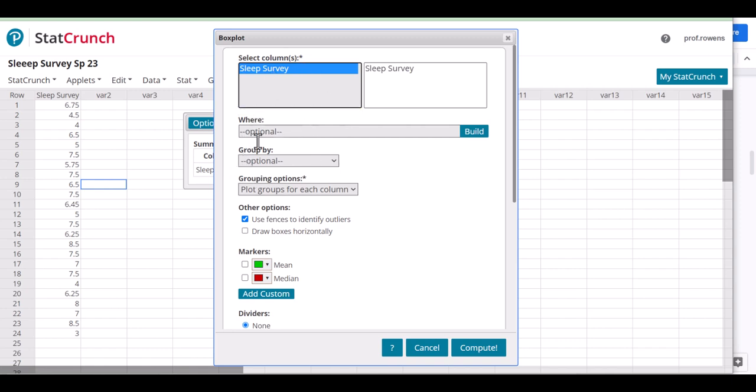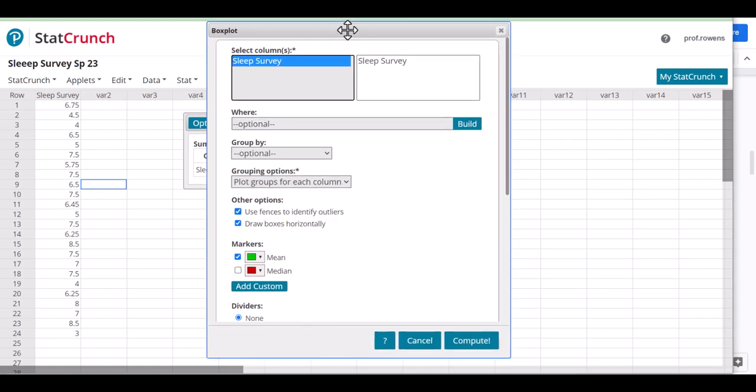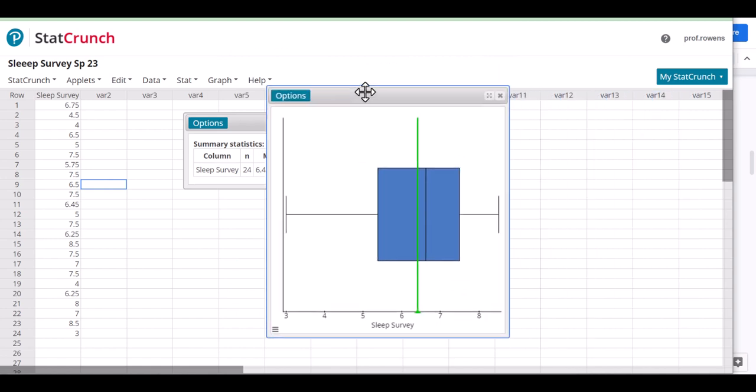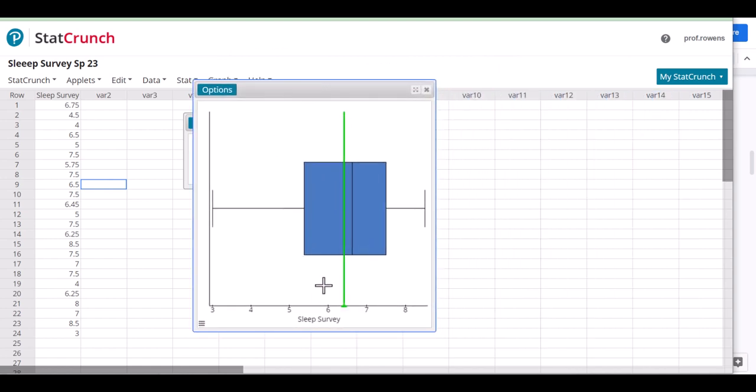With box plots, it's really important to draw the boxes horizontally, right? We want the horizontal axis to be the hours slept. If you don't do that, then things are going to be on the y-axis, which is not what we want. I'm going to mark the mean to help me gauge whether it's skewed right, skewed left, or normally distributed. So let's compute. Here is our box plot, and it does not appear that we have outliers. How can we tell outliers in a box plot? Usually they show up as dots beyond the fences.